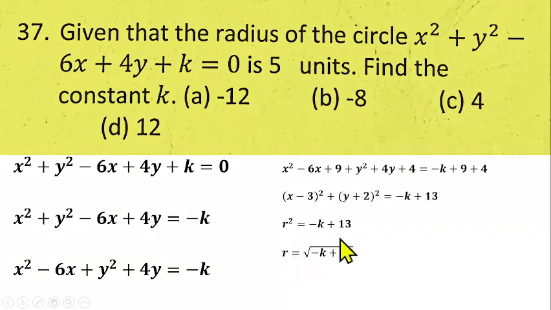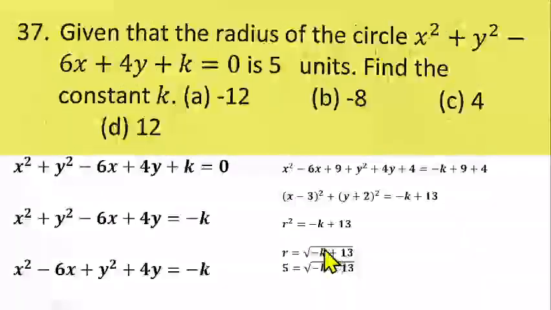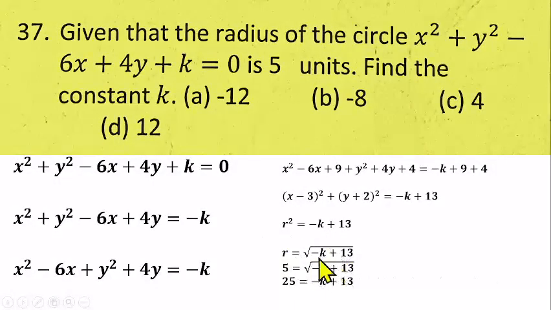So we have r equal to square root of minus k plus 13, but you are given the value of r, which is 5. So you have 5 is equal to square root of this. Then to remove the square root, you need to square both sides. So you are not supposed to do this. You are supposed to just leave it like this and find k from there. So you just wasted our time. You have just done a double work here.